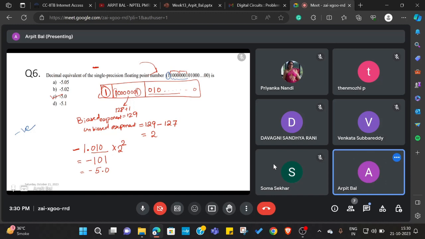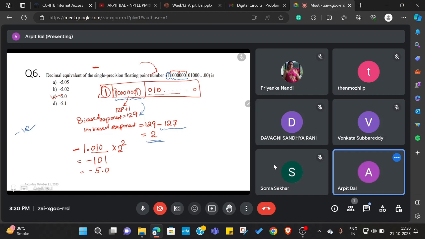Okay, so the 8 bits translate to 129. And from the biased exponent, how do we get the unbiased exponent? To get the biased exponent, we added 127. So to get the unbiased exponent, we subtract 127. Here also we subtract 127 from this biased exponent and we obtain 2.